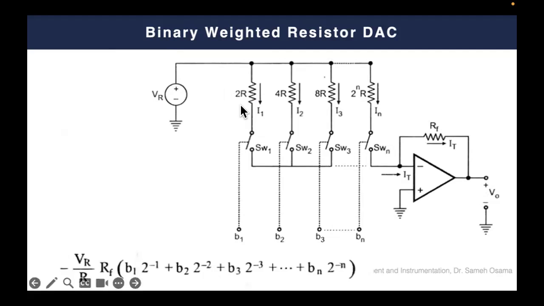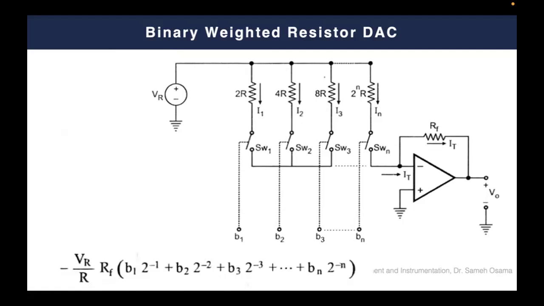So the first one will be R over 2R, which is half. The second will be R over 4R, which is 1 over 4, and so on. So you simply control this with the weighting factor, as you can see here, and you enable this branch or not based on the state of the binary bit. So if the most significant bit is high, then you have this as a short circuit. If it's low, this is an open circuit, and so on. So you are controlling it here with an on-off switch.